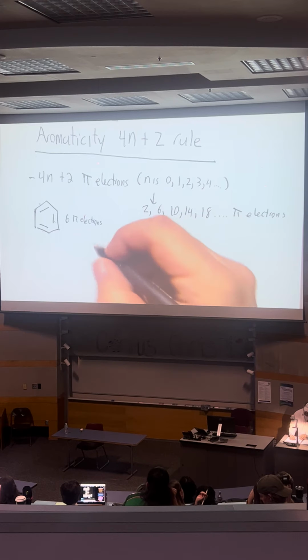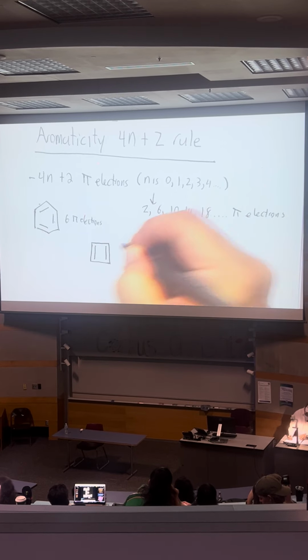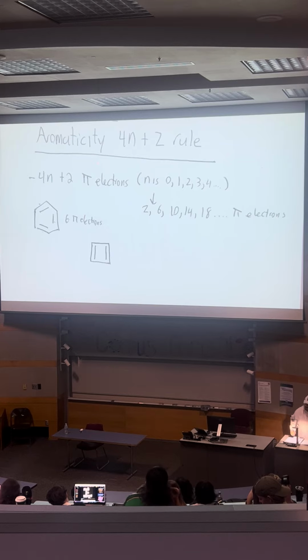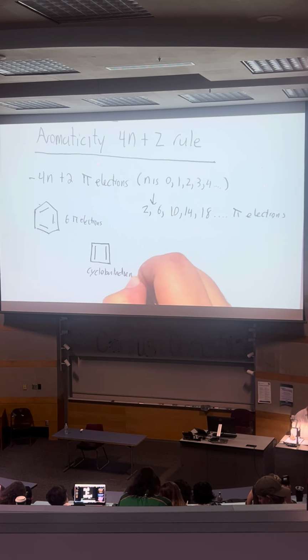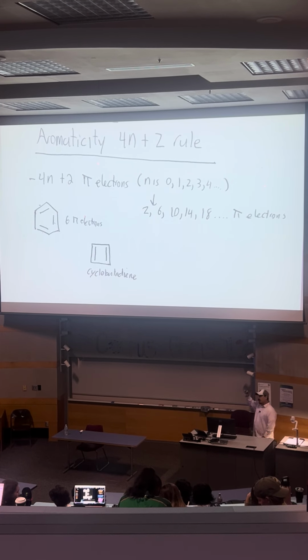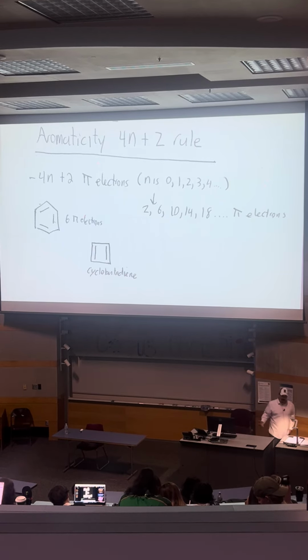Another example we can look at would be cyclobutadiene. All right, so something like this. Right? Now, cyclobutadiene is a really good example because it does have the double bond, single bond, double bond motif. It is conjugated all around. But how many pi electrons does it have?